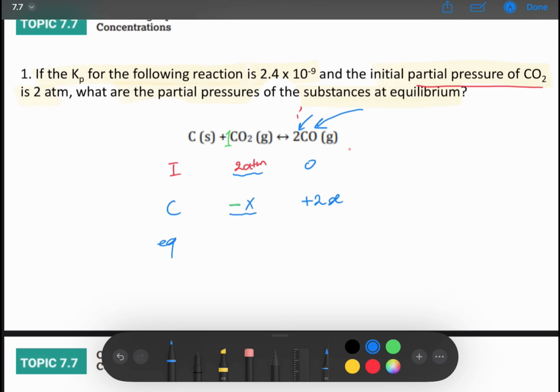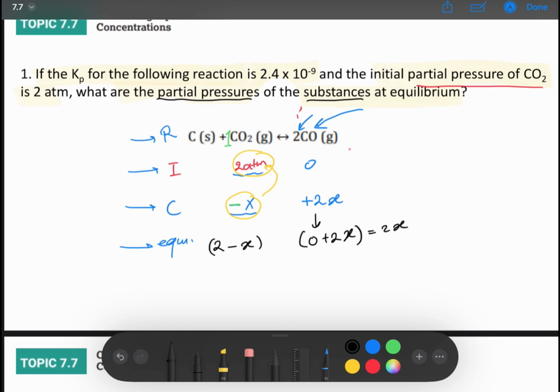At equilibrium, since we are dealing with initial, change, and equilibrium, we add the change to the initial value. So for CO2 it's going to be 2 minus x. And here it's going to be 0 plus 2x, which at the end is equal to 2x. The question is asking what the partial pressures of the substances are. I need to calculate the partial pressure of CO and the partial pressure of CO2.